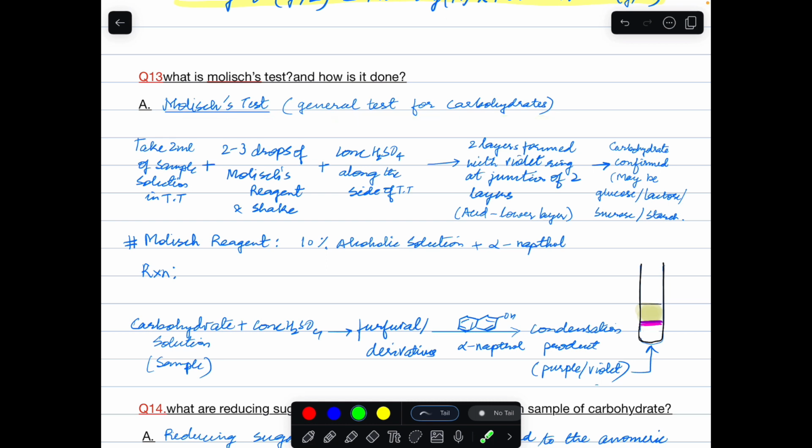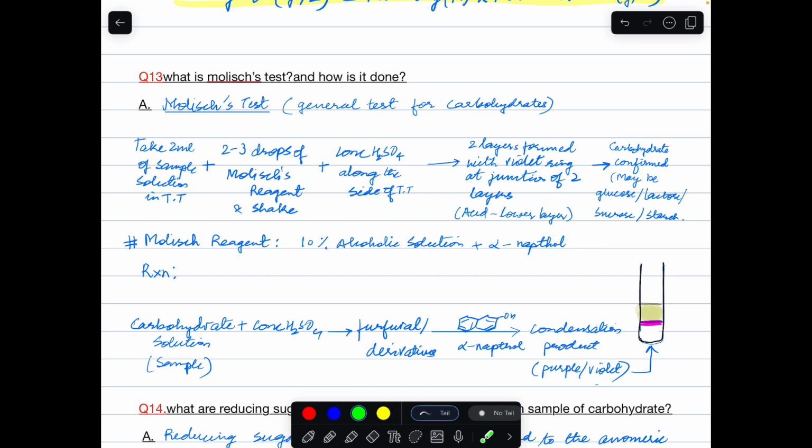Okay, and how you have to proceed, the very first step, first we have to take a small volume of the sample solution, that is whatever sample is provided to you, you will make a solution of that, and a small amount of that solution you will take in a test tube. Now in this solution, you will add 2 to 3 drops of Molisch reagent, and then you have to shake. What is Molisch reagent? Molisch reagent is prepared by mixing a 10% alcoholic solution of alpha naphthol. So alpha naphthol plus alcoholic solution will give you what we call Molisch reagent.